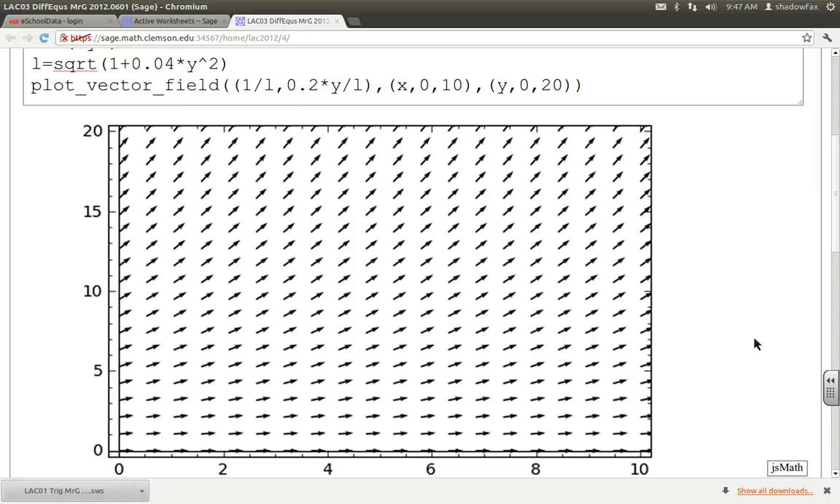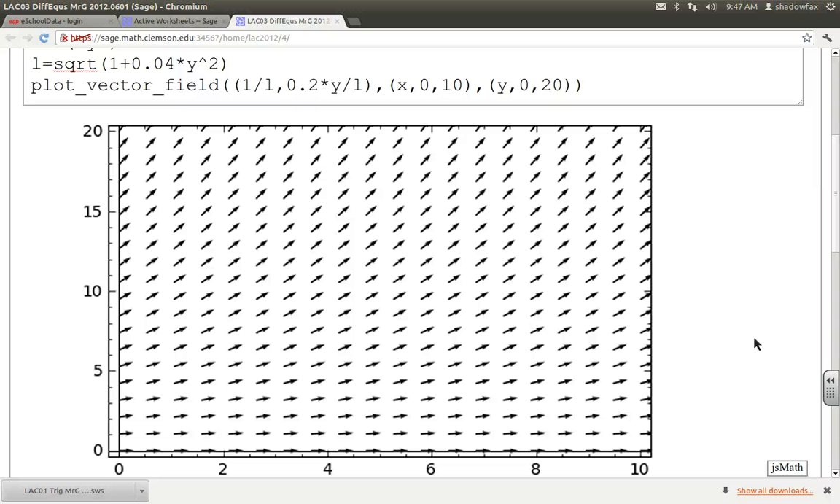This is 1 squared plus 0.02 y squared, square rooted, is the length of each vector, right? Divide each component of the vector by L, you get a unit vector: the 1 divided by L and the other component divided by L. Okay, good? Everyone okay now? It just makes it look like a real slope field. The lines shouldn't be different lengths. You don't have to do that, but it makes it look better.